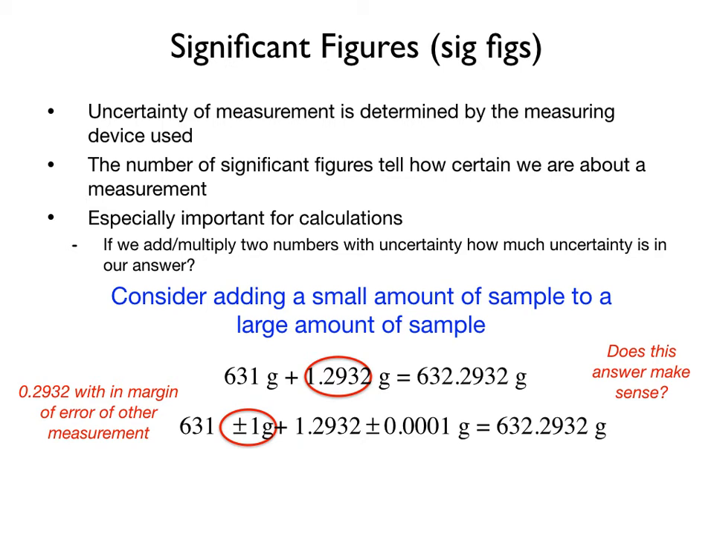And what I hope you can sense from this is our uncertainty in our final answer has to be limited by our most uncertain measurement. So our final answer we would have to report as 632 grams, right? With an uncertainty of plus or minus 1 gram, because that's the uncertainty that got carried from our most uncertain measurement.